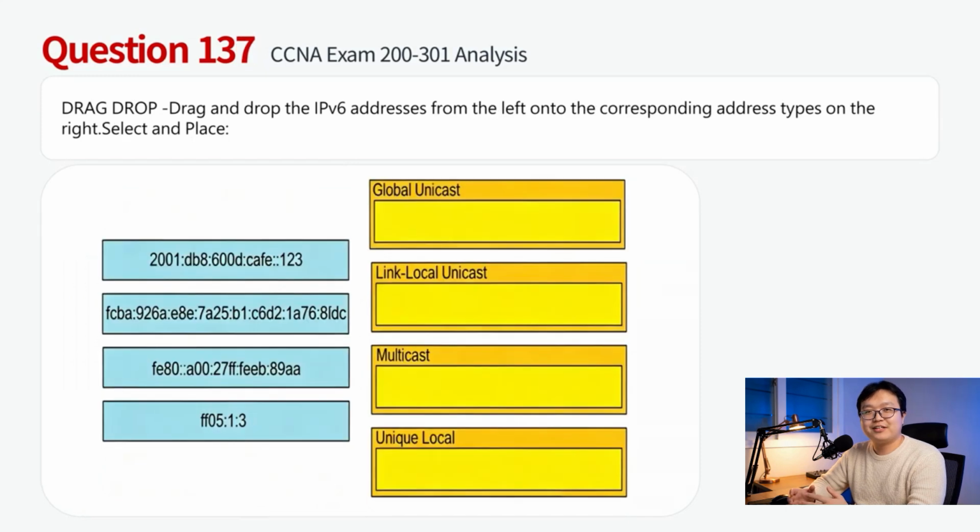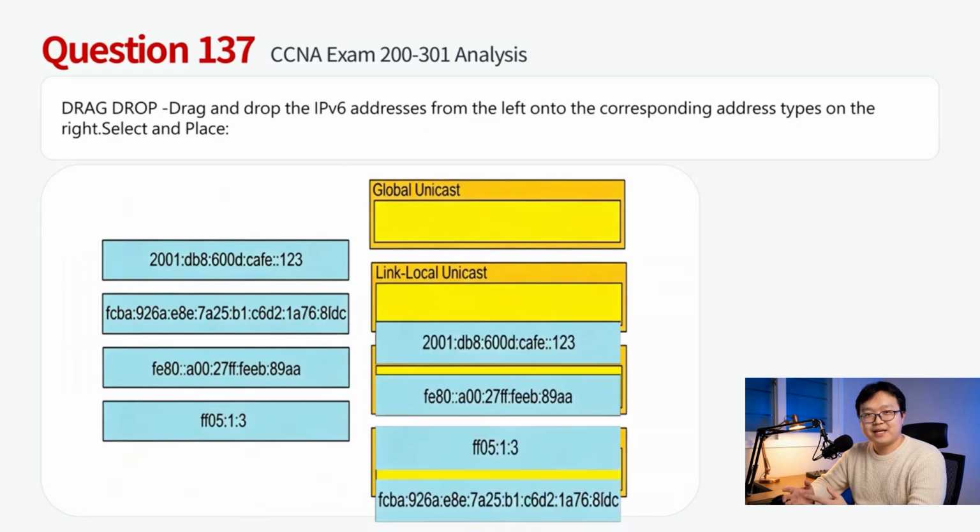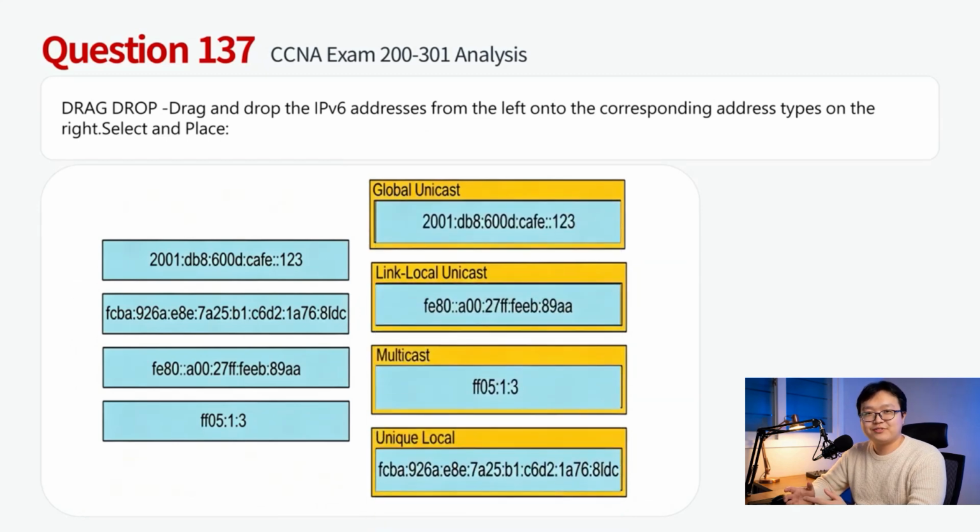Global unicast addresses, including the documentation range 2001:db8::/32, are publicly routable. Link local addresses start with FE80::/10. Multicast addresses start with FF00::/8. Unique local addresses are in the FC00::/7 range, often starting with FC or FD. Therefore, the answer to this question is shown in the figure above.